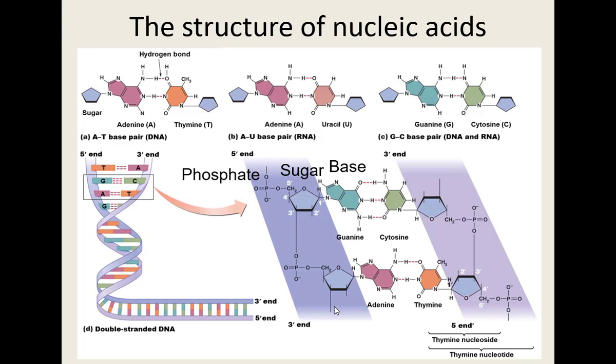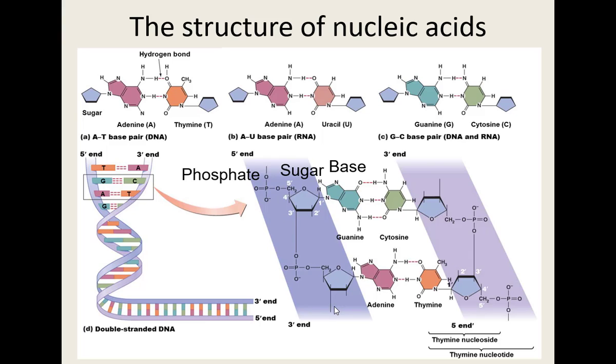The sugar that's in DNA is deoxyribose, which is where DNA gets its name, deoxyribonucleic acid. The structure of DNA, it is helical shaped, which means it's twisted. It has two strands. And the two strands run opposite of each other. They're anti-parallel, because that's going to come into play today when we're making new DNA.